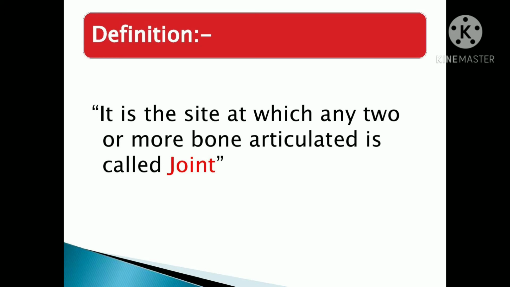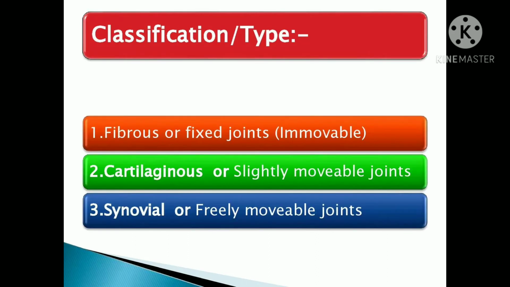Okay. Now there are different types of joints we are going through. In general there are three types of joints. Fibrous joints, those are fixed. The second one is cartilaginous, these are slightly movable joints. The third one is synovial, so these are very freely movable joints.